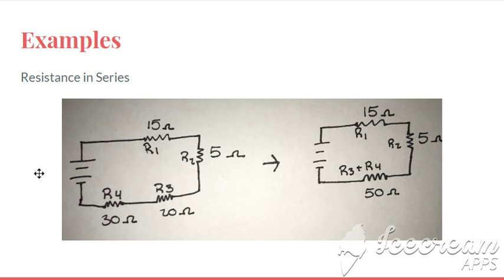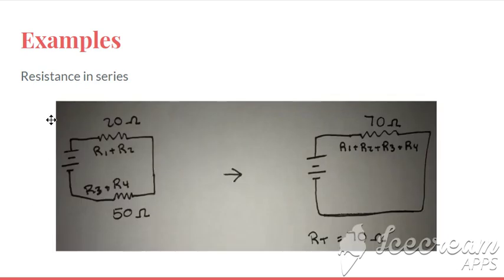An example for resistance in series would be this. So you take the R1, R2, R3, and R4 and combine them, so you would have R3 and R4 to combine to add up to 50. Then you would have R1 and R2 combined to add up to 20. Then all of it adds up to a total resistance of 70 ohms.